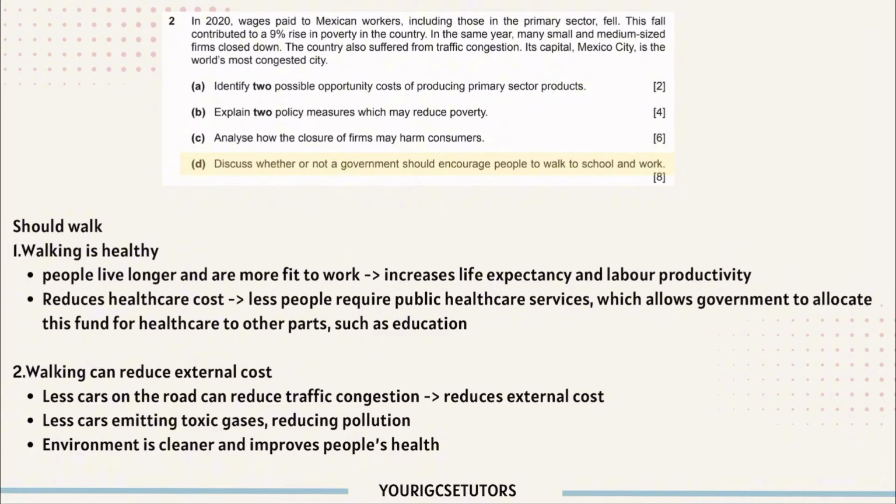Second, walking can reduce external costs. Less cars on the road can reduce traffic congestion, which reduces the external costs, and less cars means less emitting of toxic gases, which reduces the pollution. Therefore, the environment is cleaner and this improves the people's health.